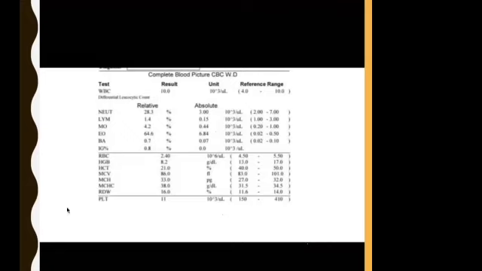The RDW is 16. The upper range is 14. So what are we going to say this patient has? If they have a high RDW beyond the upper range, what do we say? Anisocytosis, perfect. So it says that the platelets are 11,000. The range is 150,000 to 400,000. They have 11,000. That's low. What do we call it when a patient has low platelets? Thrombocytopenia. Perfect. That's called thrombocytopenia.